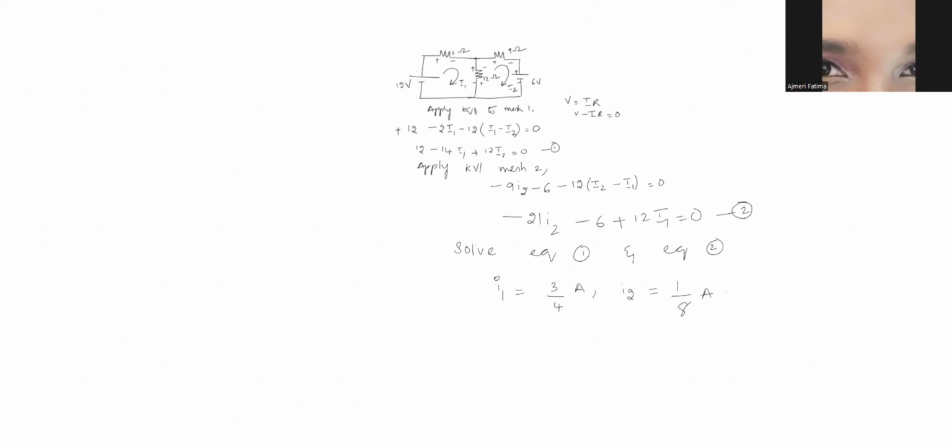So if he is giving you 3 meshes, you can solve it. First, we are seeing how many meshes are there. Then we are giving the direction of current and naming it, right? So the direction will always be clockwise. Then we are going to apply KVL to mesh 1 and KVL to mesh 2. Then using a calculator, you can find the values of I1 and I2. So this can have 3 meshes also.